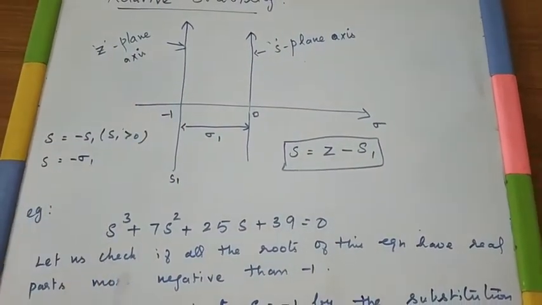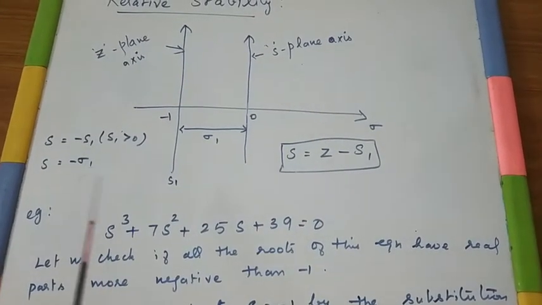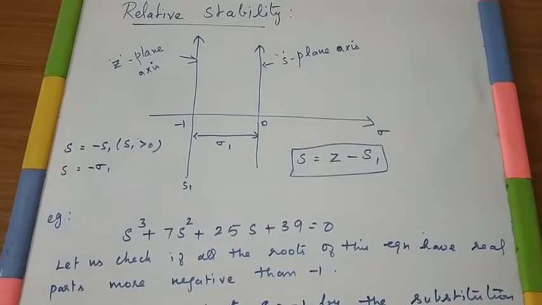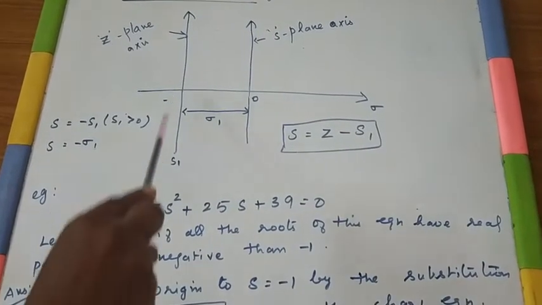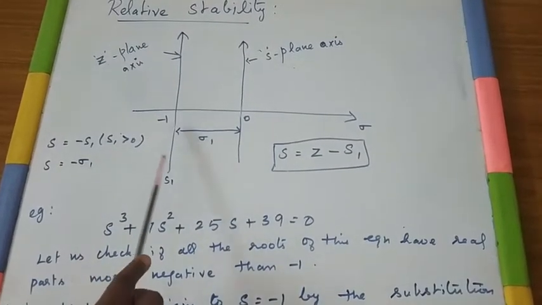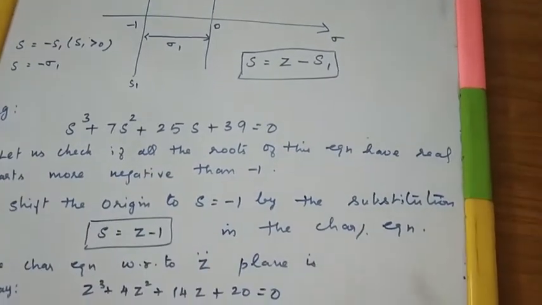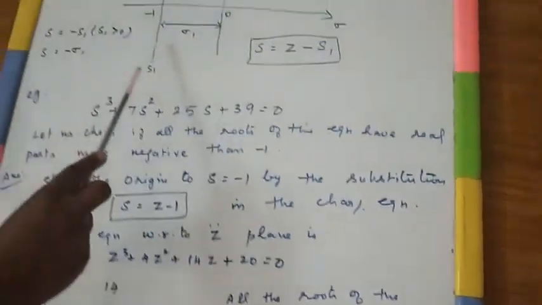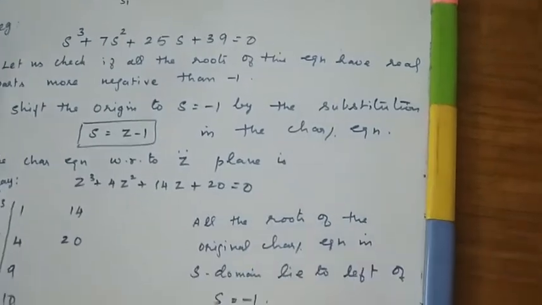Or another way we can tell it is, as the signs of all elements of the first column of the Routh array are positive, the roots of the characteristic equation in the Z plane lie in the left half of the Z plane, which implies that all the roots of the original characteristic equation in the S domain lie to the left half of S is equivalent to minus 1. This is relative stability.